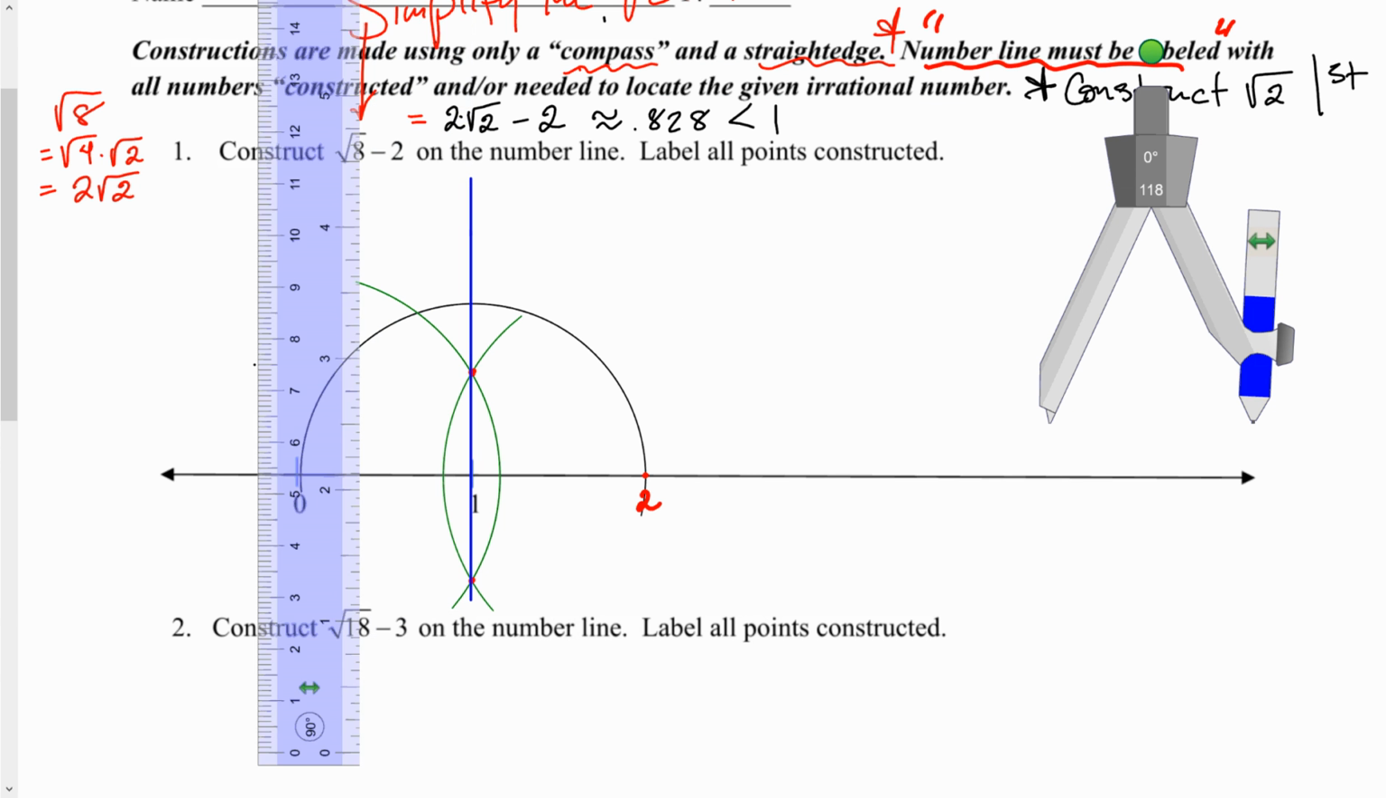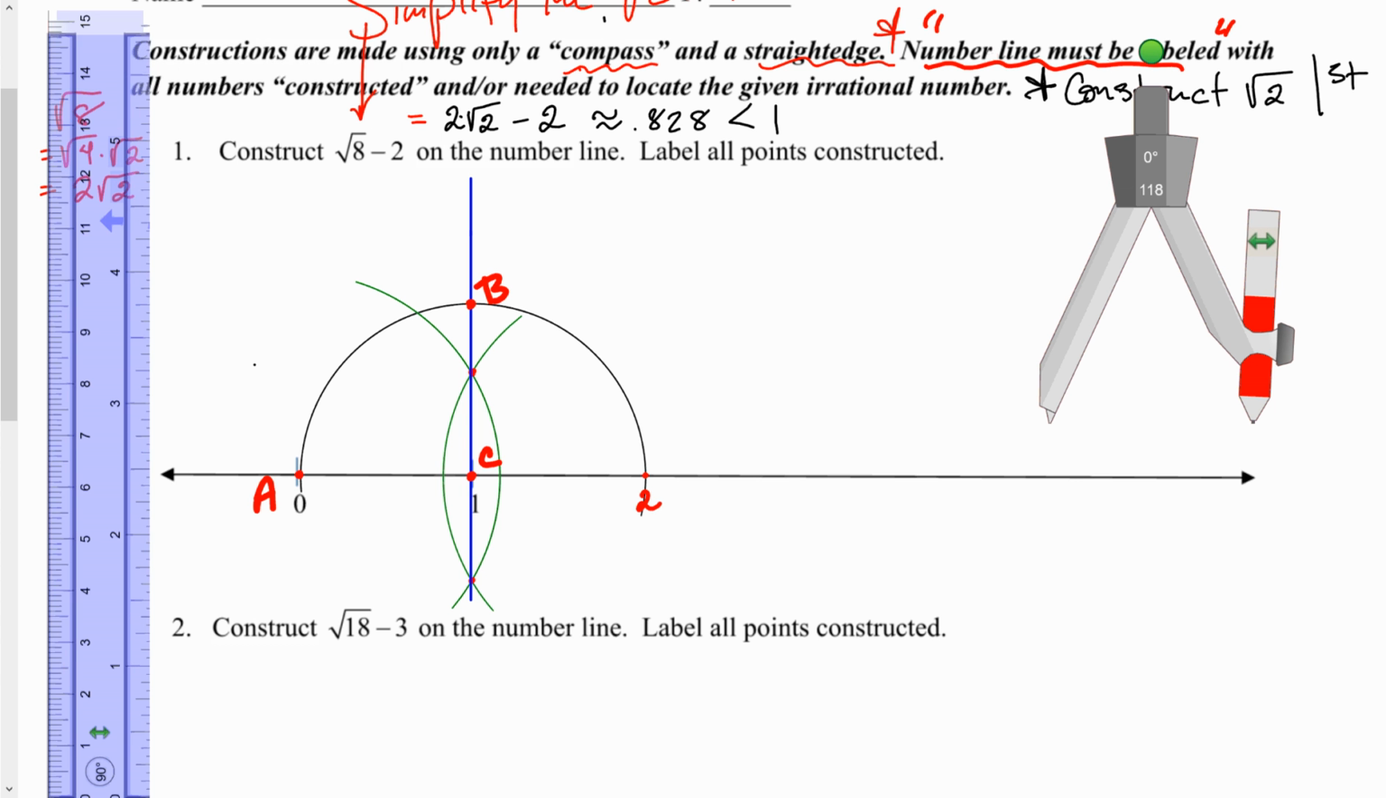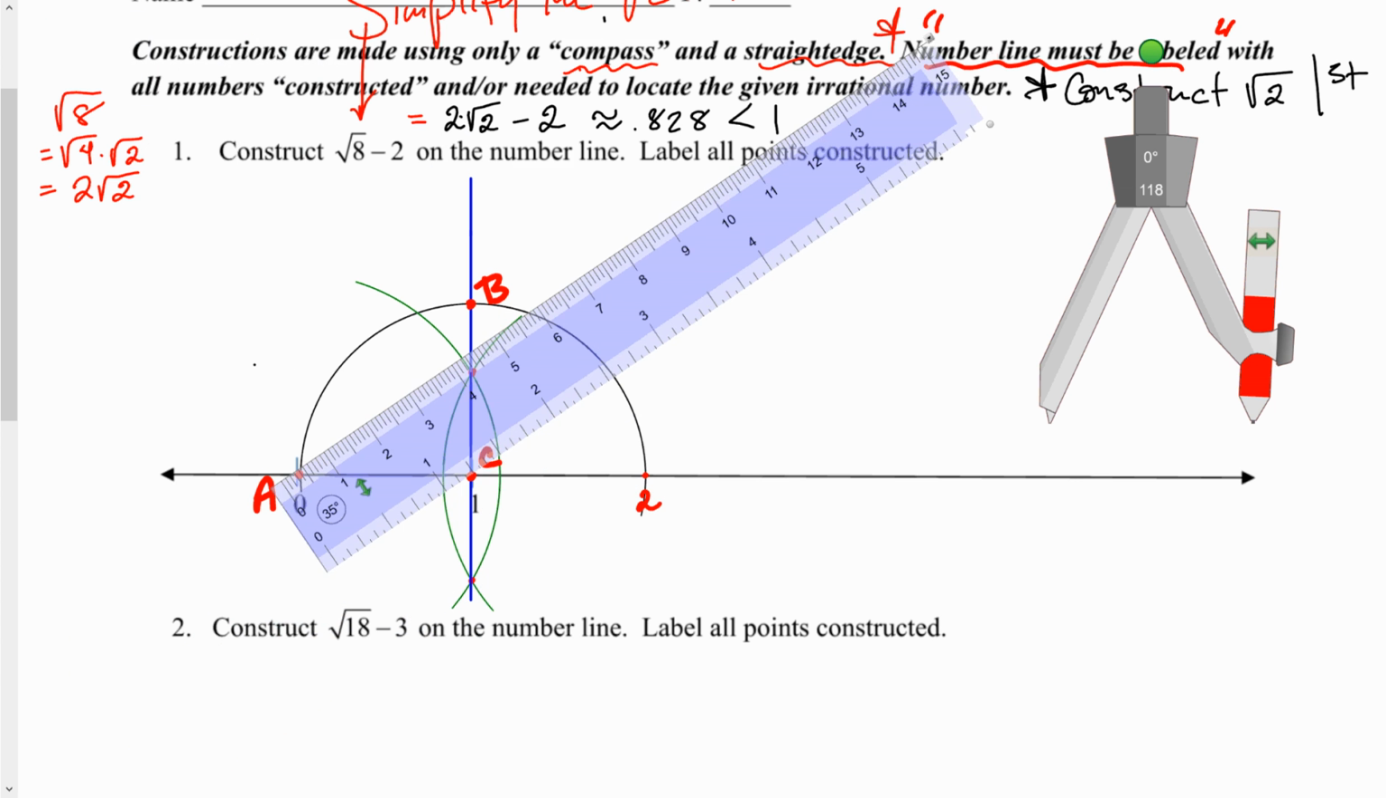Okay, well that's good now. All right, so we have a perpendicular bisector going through 1. And what we need to do now is use this point, and this point. Let's call these point A, point B, point C. Connect A to B.